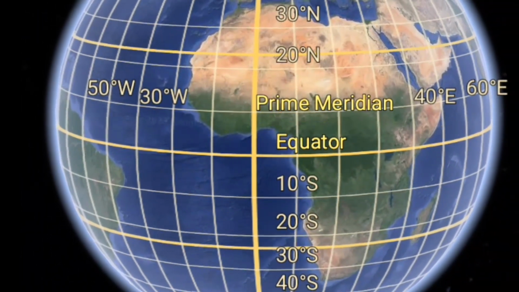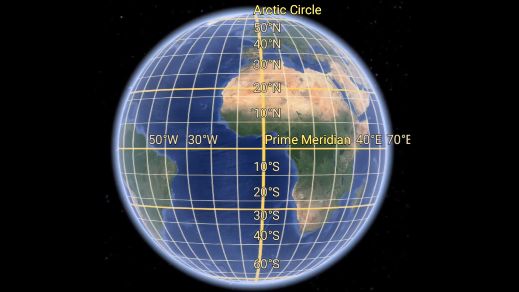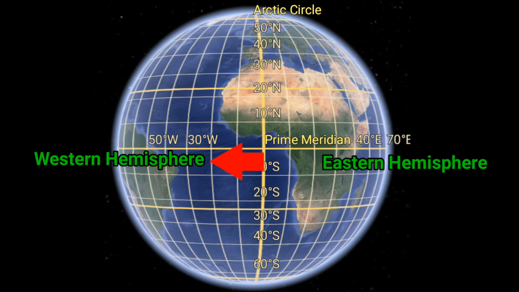It is also known as the prime meridian, the prime meridian of longitude, or the Greenwich meridian. On the right side of this line, all lines are referred to as the eastern hemisphere, and on the left side, all lines are referred to as the western hemisphere. In other words, the Greenwich meridian divides the map into eastern and western parts.